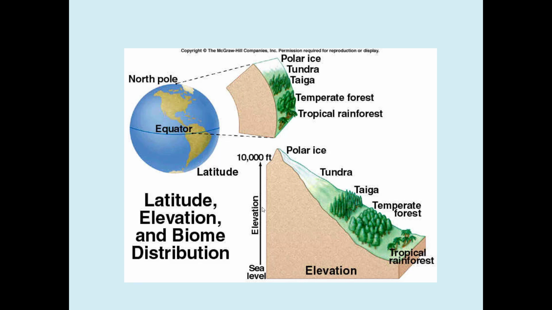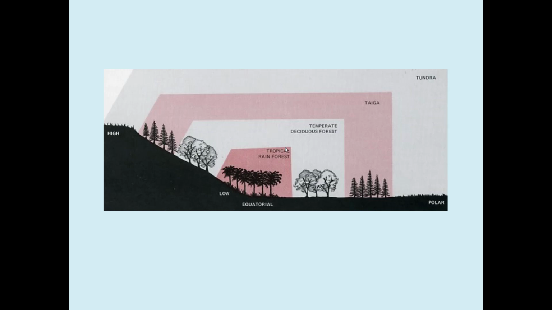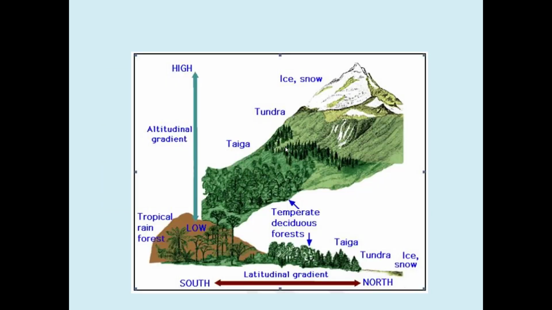Turns out that the trend that you see from the equator to the pole is literally the same that you see as you change your altitude on a mountain. So you can see here you go from the tropical rainforest to the tundra, same deal on the globe. So be aware that the trends that we see from the equator to the poles are the same ones that you would see up a mountain. Same thing here. Same thing here.